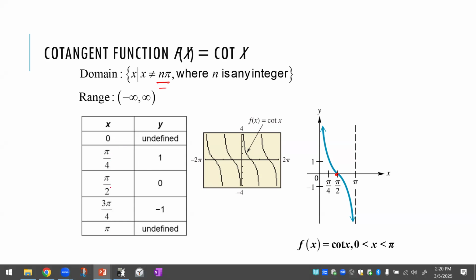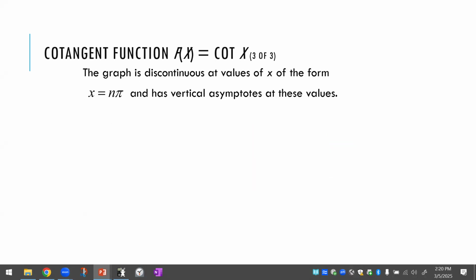So we have 0, pi over 4, pi over 2, 3 pi over 4, and pi. So we're still only in that top half of our unit circle and evaluating the quarters in our top half. Okay. And we're at 1, 0, -1. That's what alters on the inside. Okay. So now, because it's the reciprocal of tangent, your vertical asymptotes are at n pi.